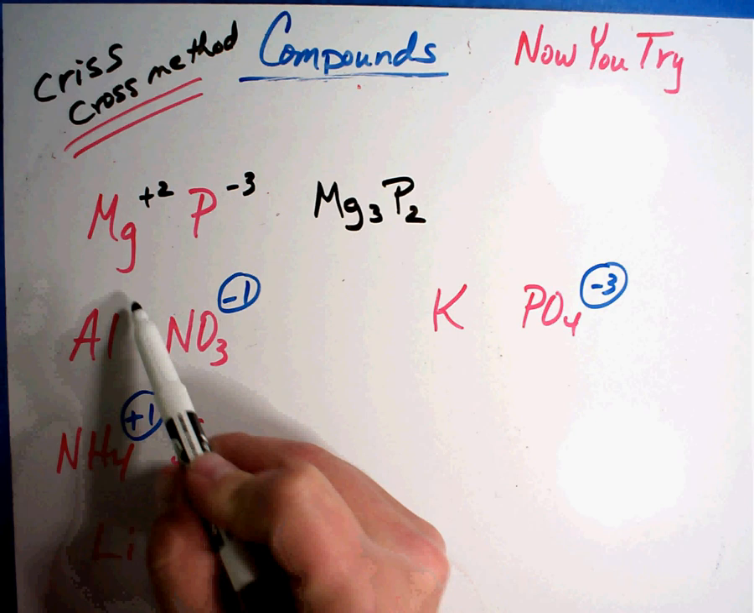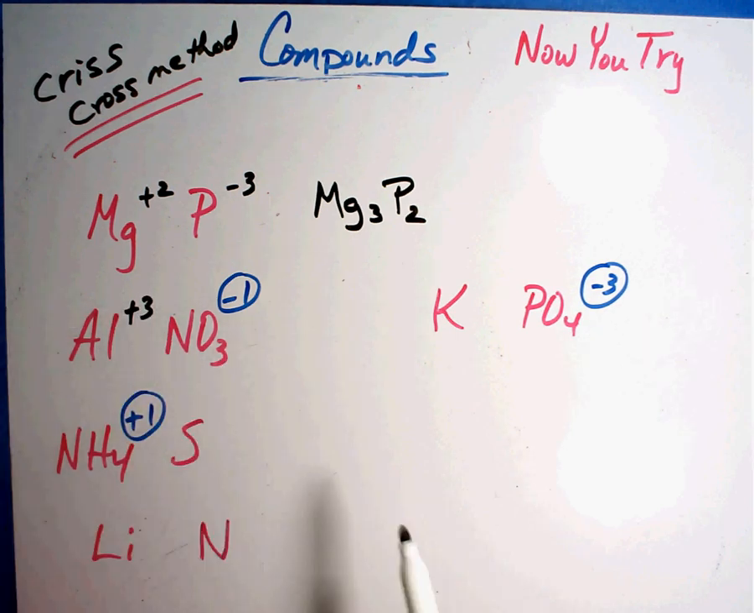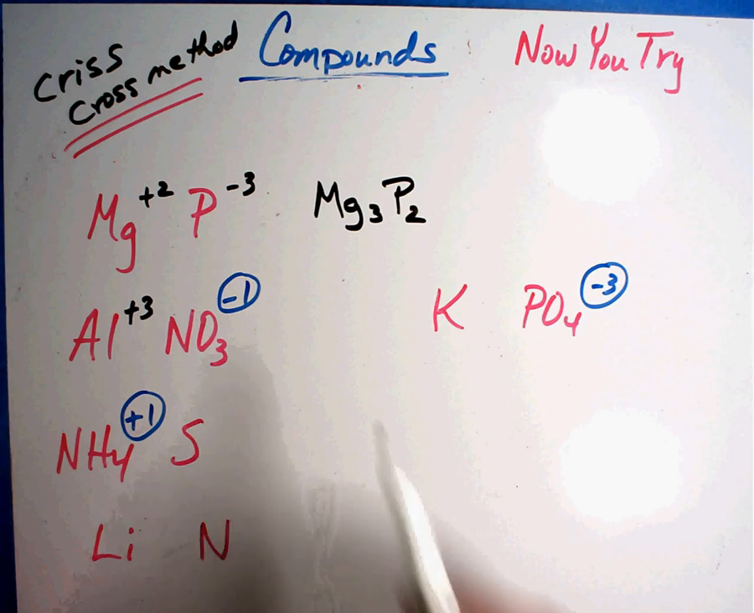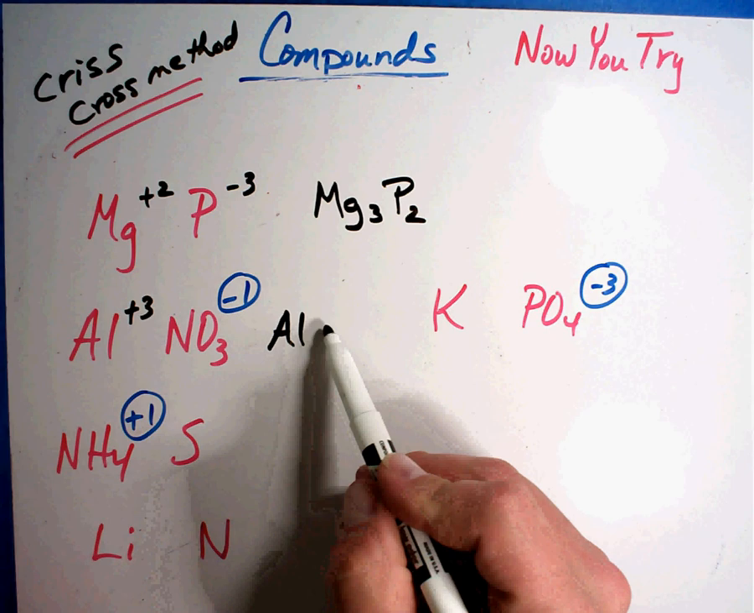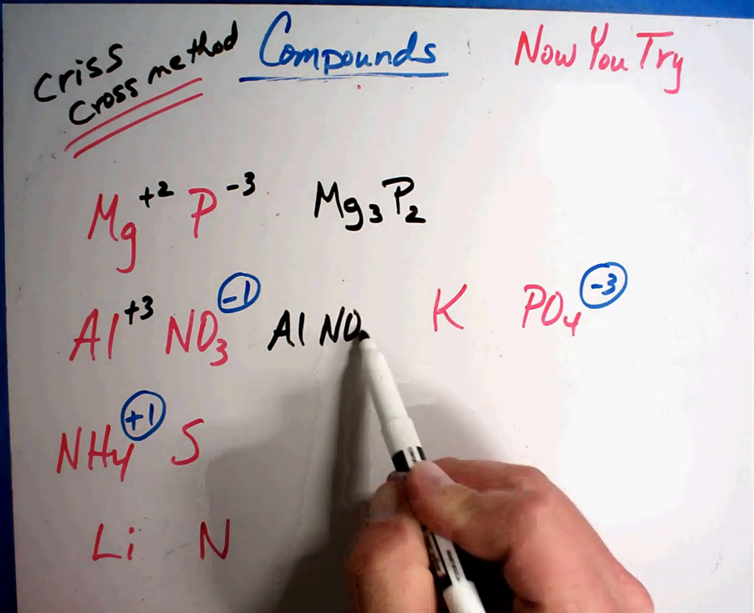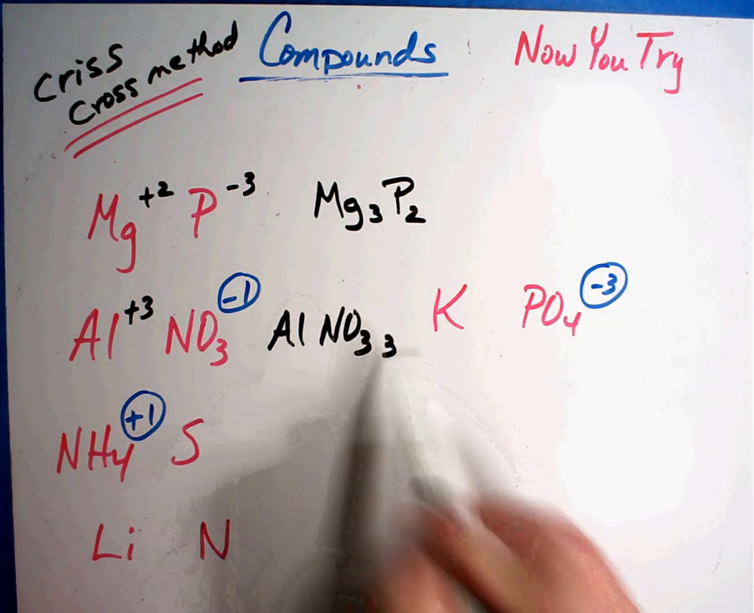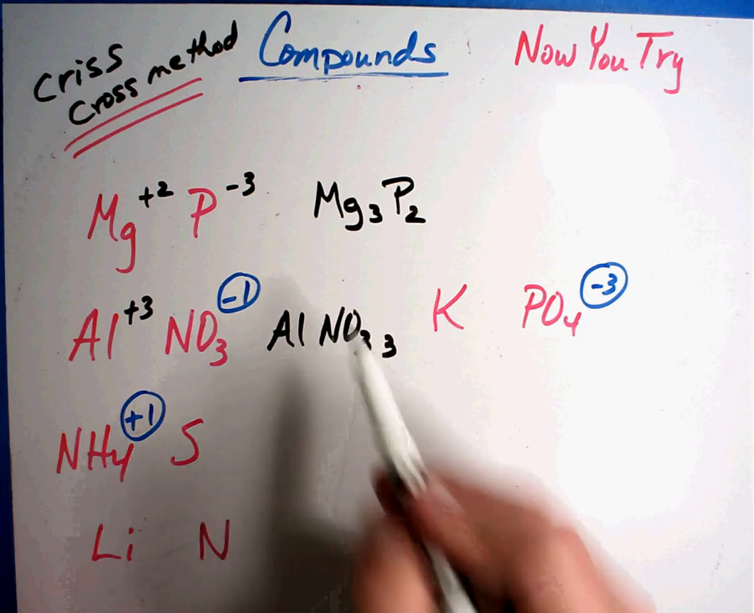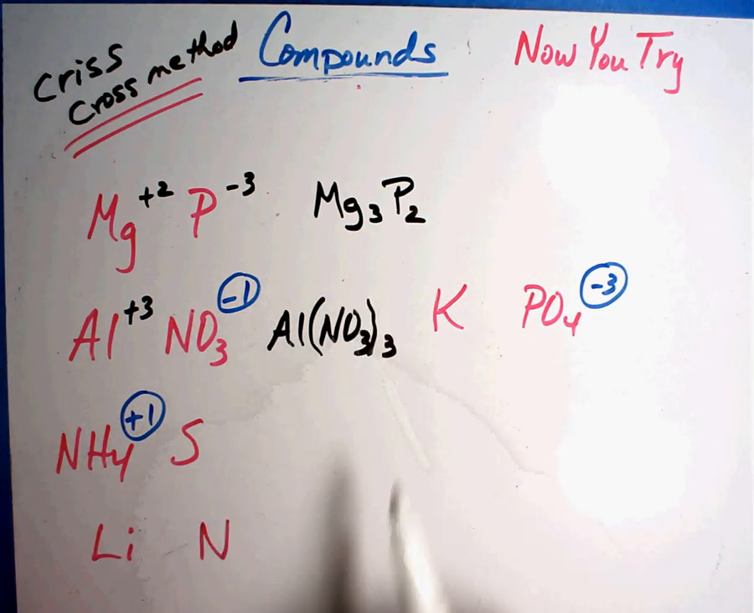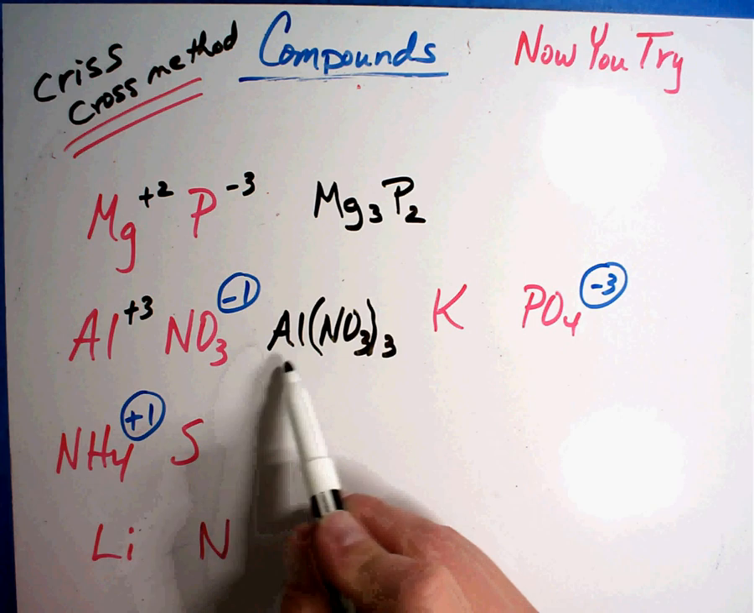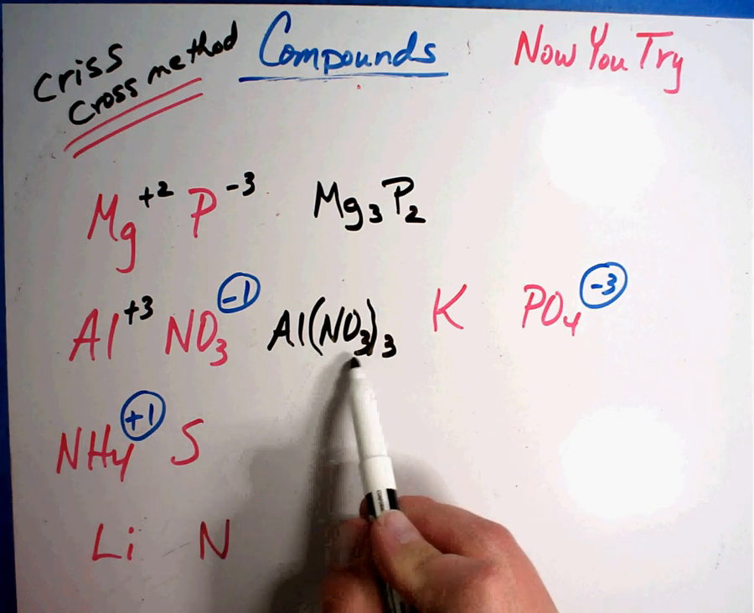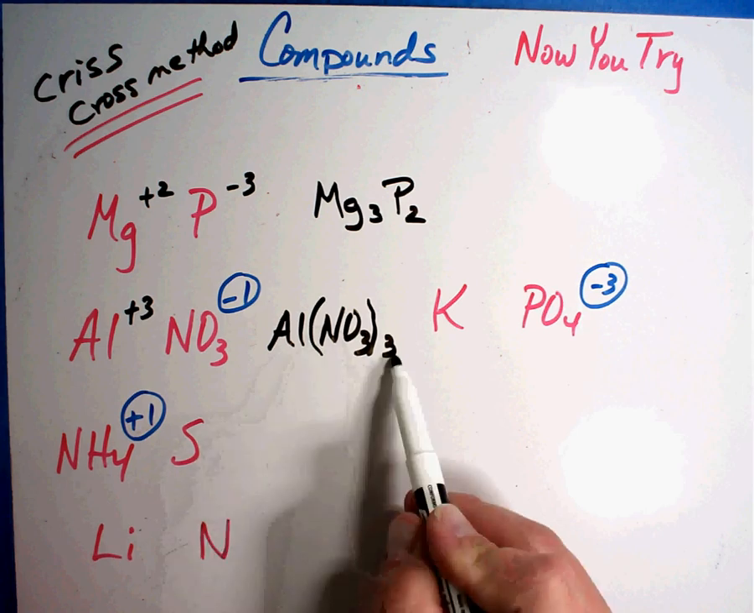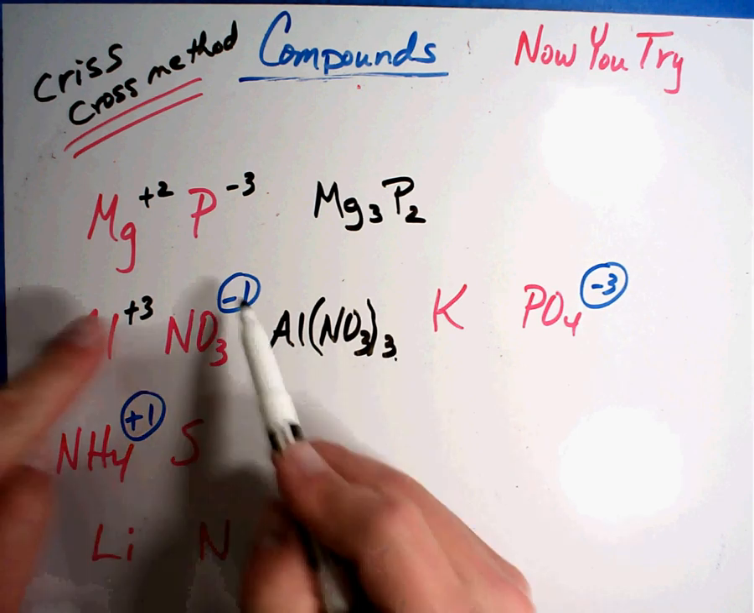Aluminum's a +3, and I gave you this one. NO3 is -1. Do they equal 0? No. So I switch them. Al1, don't write ones. NO3, 3. Well, it's an extra number, so I put it in parentheses. There's my answer. Aluminum nitrate. Now, you're not expected, again, to know this name. They would give it to you, but it's aluminum nitrate. Has to have the extra 3 from crisscrossing the charges.